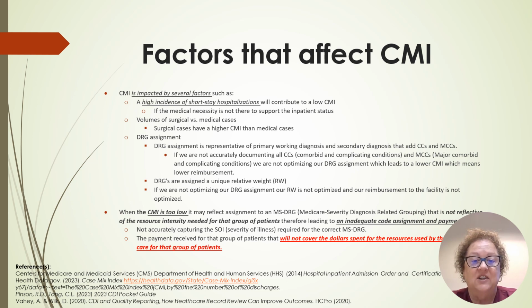A case mix index that is too low is sometimes reflective of the resource intensity need for the group not being accurately reflected in the DRG assignment. So they're assigned to a lower DRG, which means that there is inadequate code assignment and payment. So not accurately capturing the severity of illness required for the correct DRG assignment, and the payment received for that group of patients will not cover the dollars spent for the resources used by the hospital to care for that group of patients.